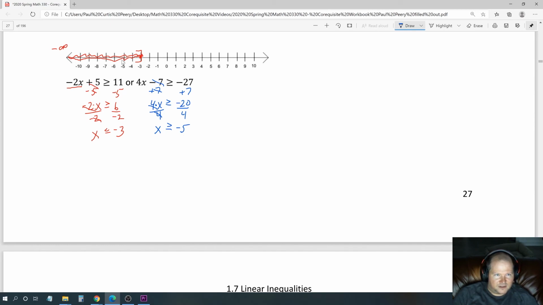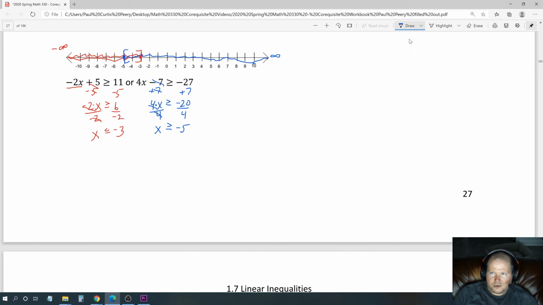So now we plot the negative 5, which is over here. It says it's greater than or equal, which means it's going to be greater than, to the right. The equal part's going to make it a bracket, and we shade it in, and it goes on forever to the right. And there's an understood positive infinity over there.